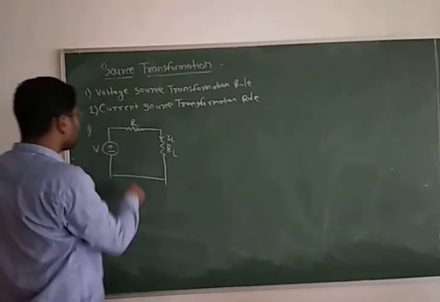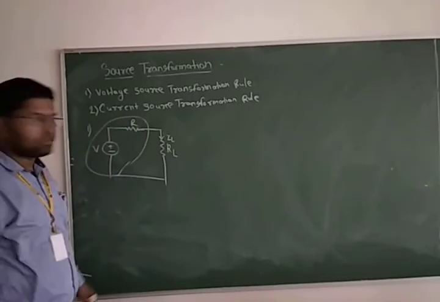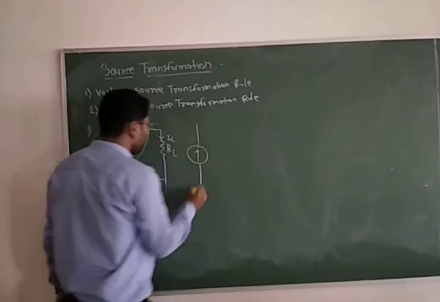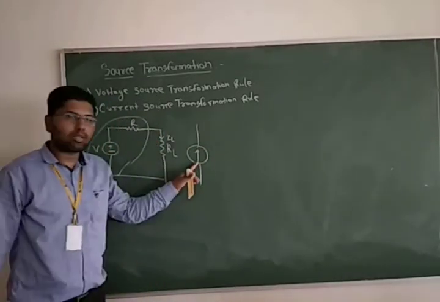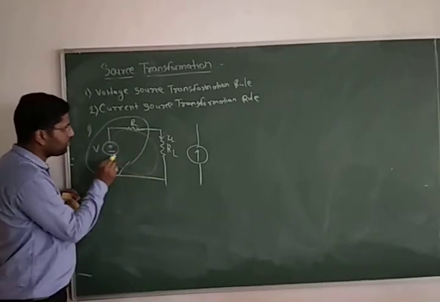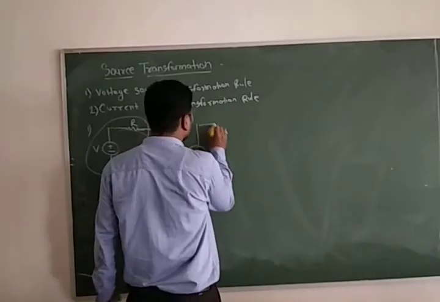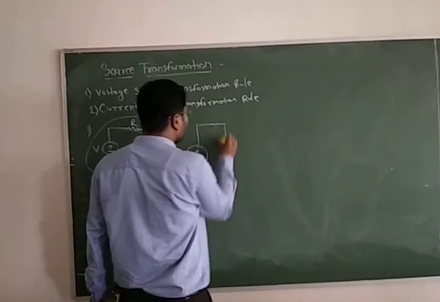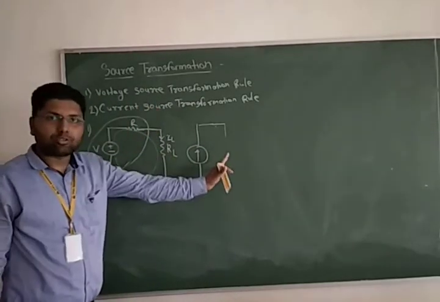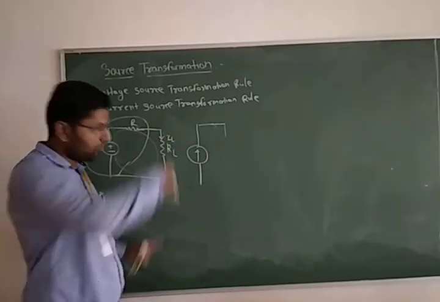So I will do the source transformation for this. What will be the source transformation? This is the current source. Now how to fix the direction of the current source? See, the current direction will be plus to minus, higher potential to lower potential. Now, what is the rule? There should be a resistance in parallel with the current source, and there should be a resistance in series with the voltage source. So that is the first rule.